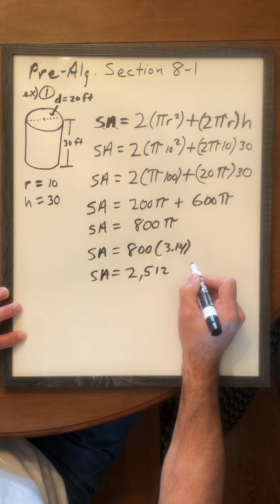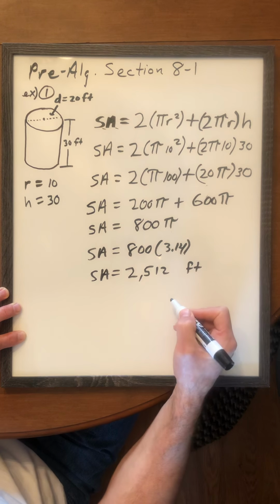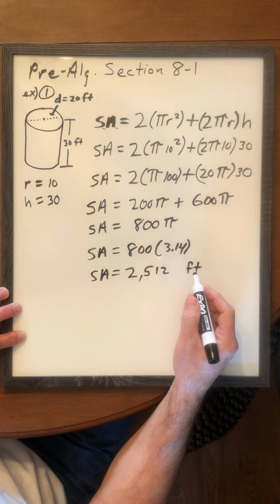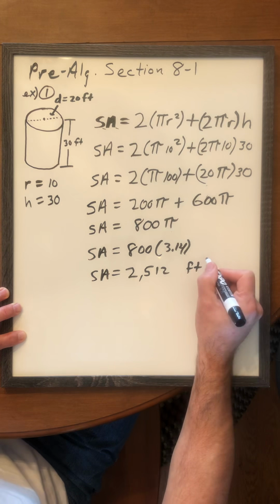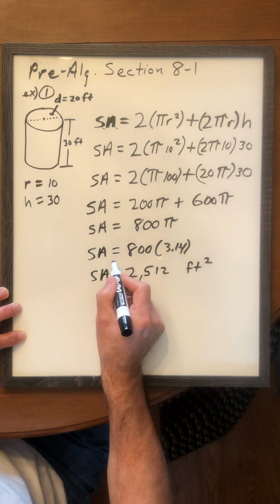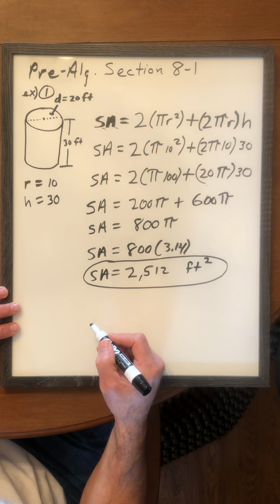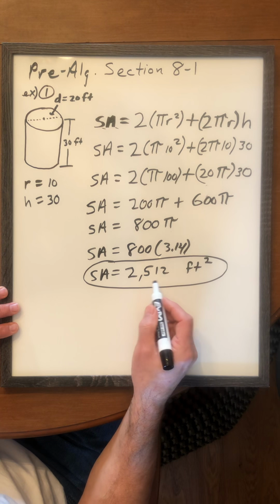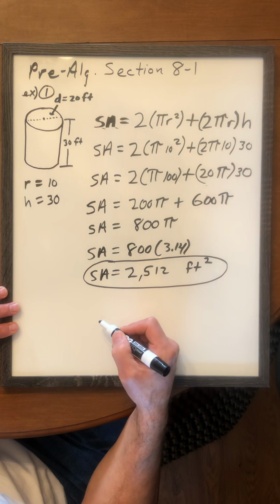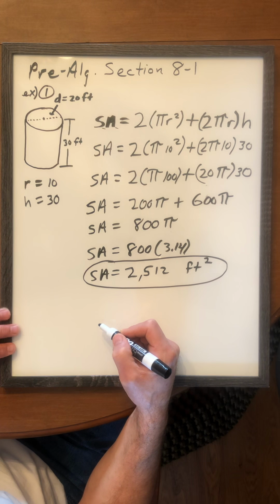2,512. And don't forget, since we are talking about surface area, this is going to be area, which would be feet squared. And so we end up with our surface area of the cylinder being 2,512 feet squared. And so that is an example with the cylinder of finding the surface area.